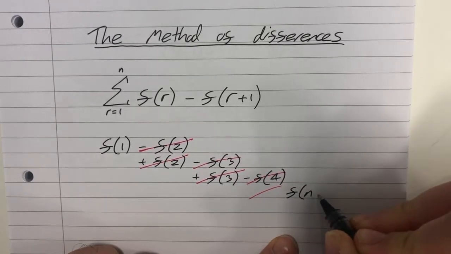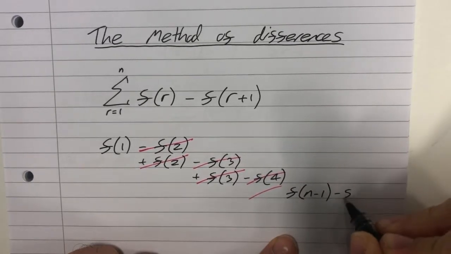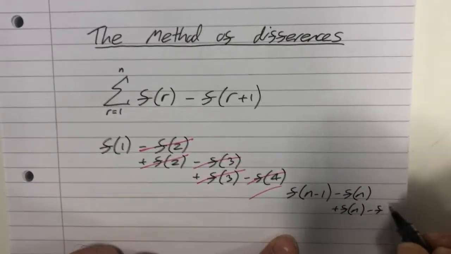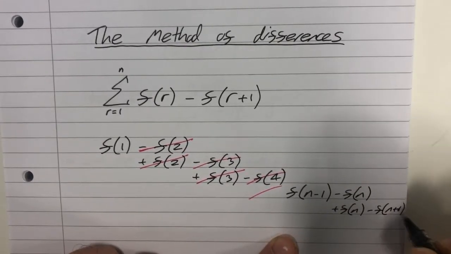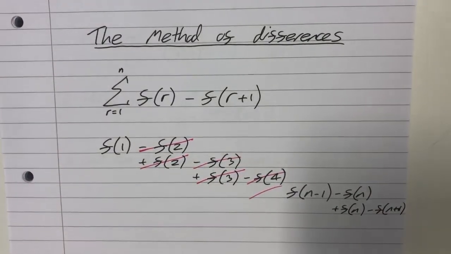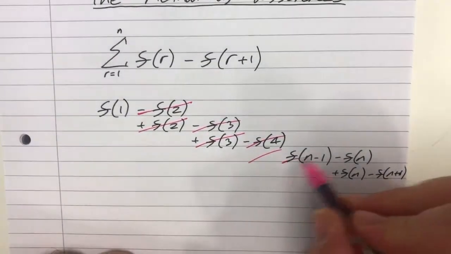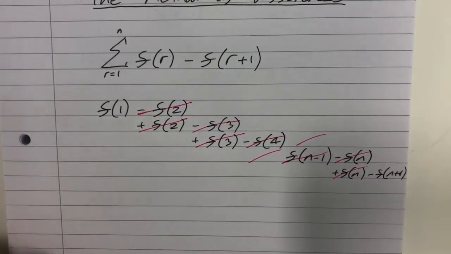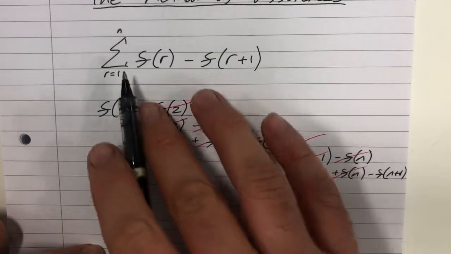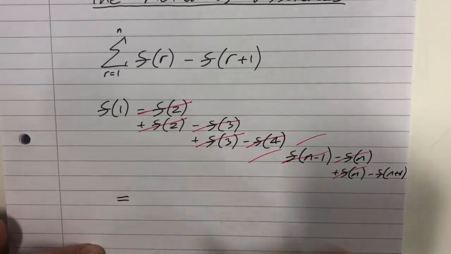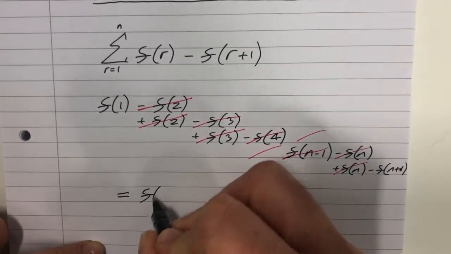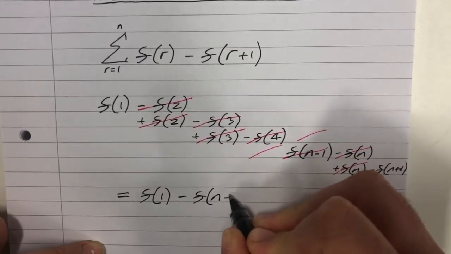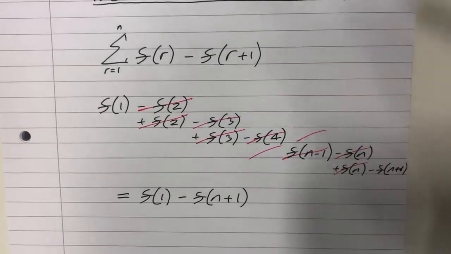f of n minus 1 minus f of n, plus f of n minus f of n plus 1. That'll be the last term, if there is a last term. And we can see that the f of n cancels with the one before it, and we're left with just two terms. So this whole series is just equal to f of 1 minus f of n plus 1. And that's the idea of the method of differences.